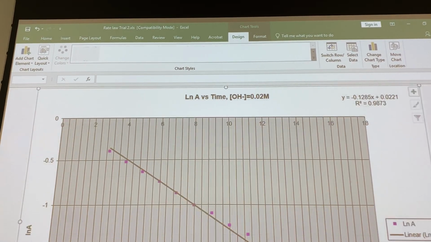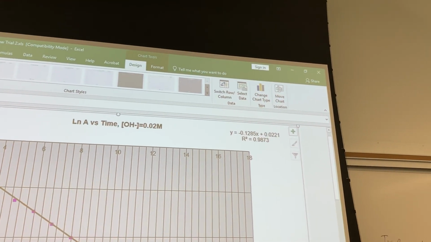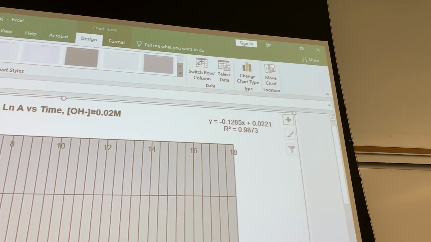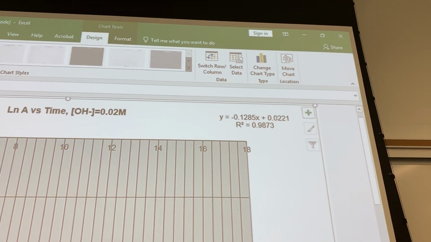And the answer, of course, is that it would be this one, because its R squared value of 0.9873 is the closest to 1 out of the three we looked at.